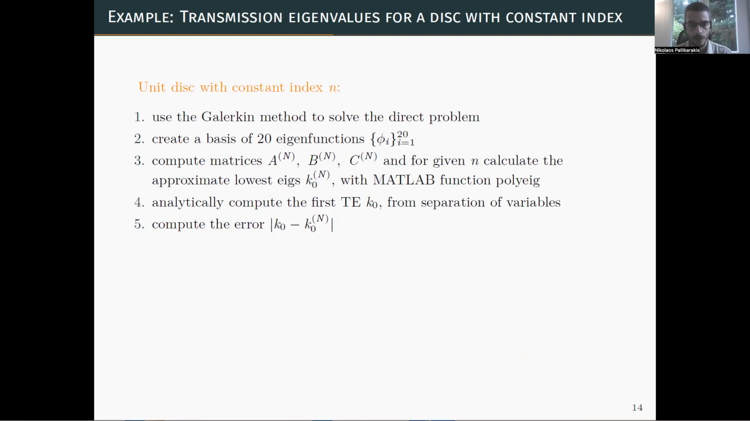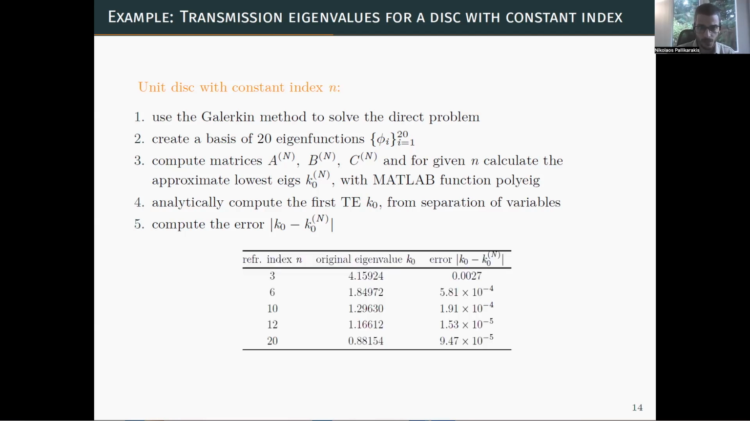Using those and numerical integration, we compute the matrices A, B, and C for a given refractive index, and calculate the approximated first eigenvalues with the MATLAB function polyeig. Additionally, in the case that we are in a disk, we can also analytically compute the lowest transmission eigenvalues from separation of variables. So we have a target value, which is the original ground truth eigenvalue, and then we compute the error.